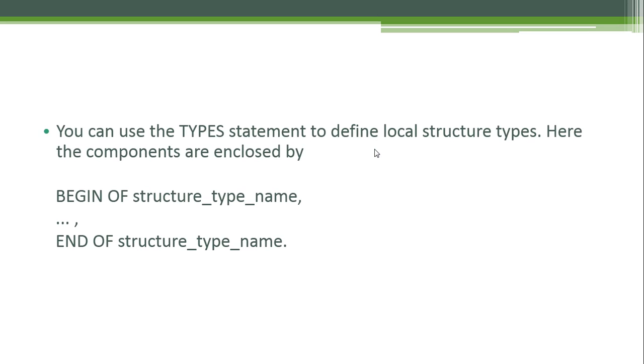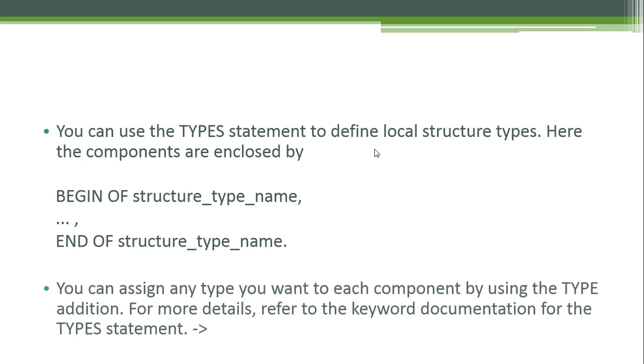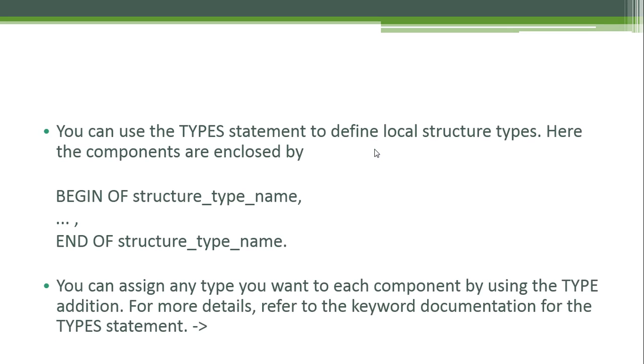You can use the TYPES statement to define local structure types. Here the components are enclosed by BEGIN OF and then you write the structure type name. Then you include all of your components and define the types, and at the end you write END OF and the name of your structure. You can assign any type you want to each component by using the TYPE addition. For more details, refer to the keyword documentation for the TYPES statement. Let's practice declaring some structures in an ABAP program.